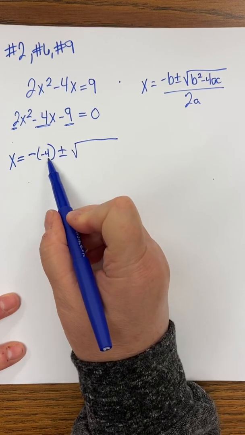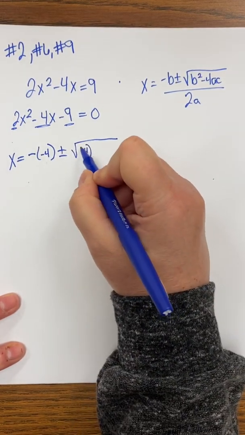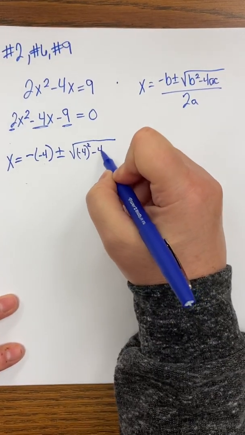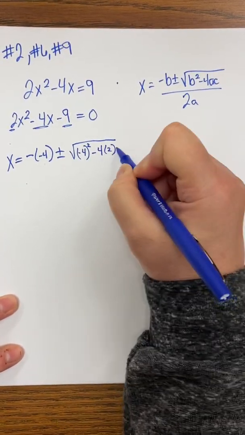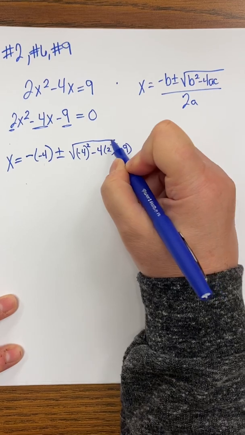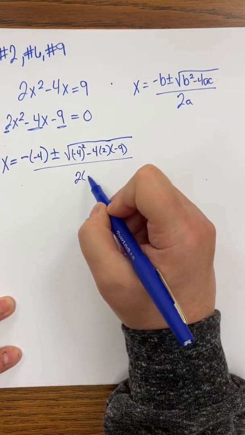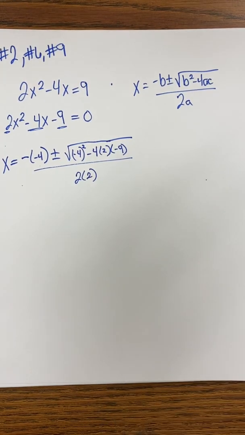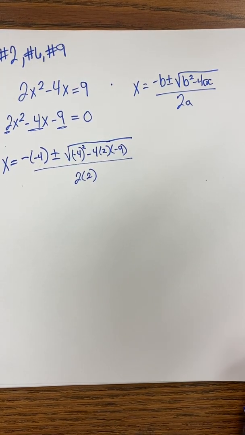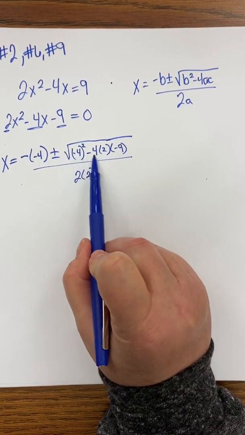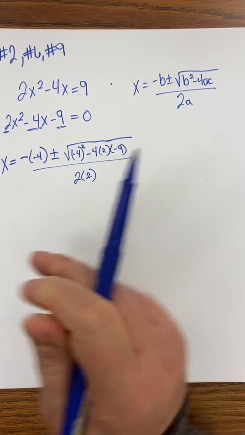So then B again, this time it's negative squared. So make sure that's in parentheses. -4 times 2 times -9. And then all over 2 times 2. So now remember, we're getting the decimal for this. So the first thing I'm going to do, like I did on the previous one, is I'm going to get what is all this equal inside here.